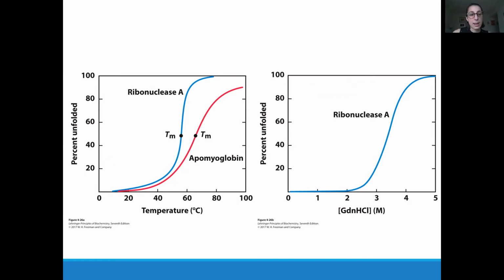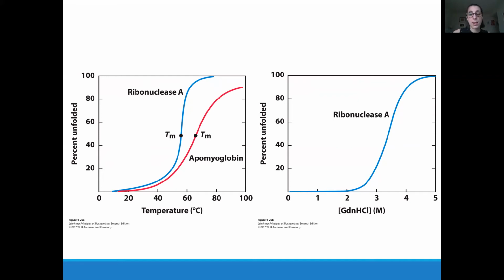And you can see that as temperature goes up, we're going from a percent unfolded of 0, so this is good, this is folded protein, to 100 percent unfolded as you go up. And each curve for each protein is different. So this is showing you the difference in stability of ribonuclease A versus apomyoglobin with changing temperature.